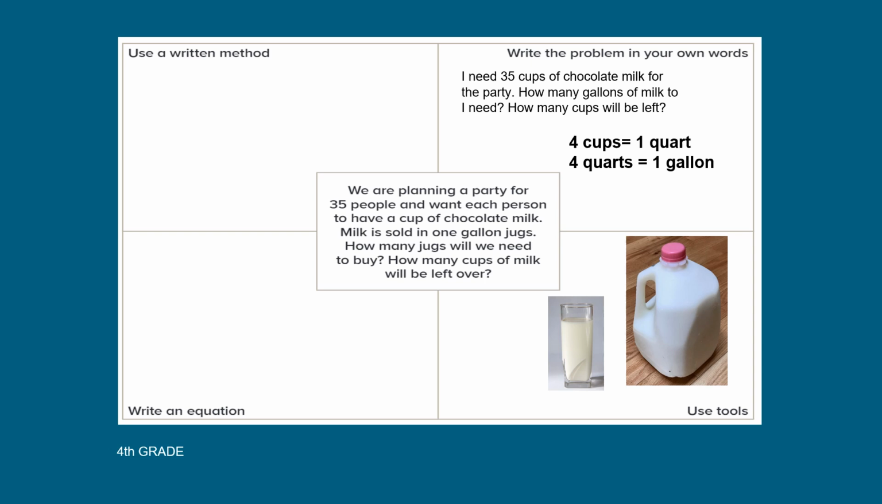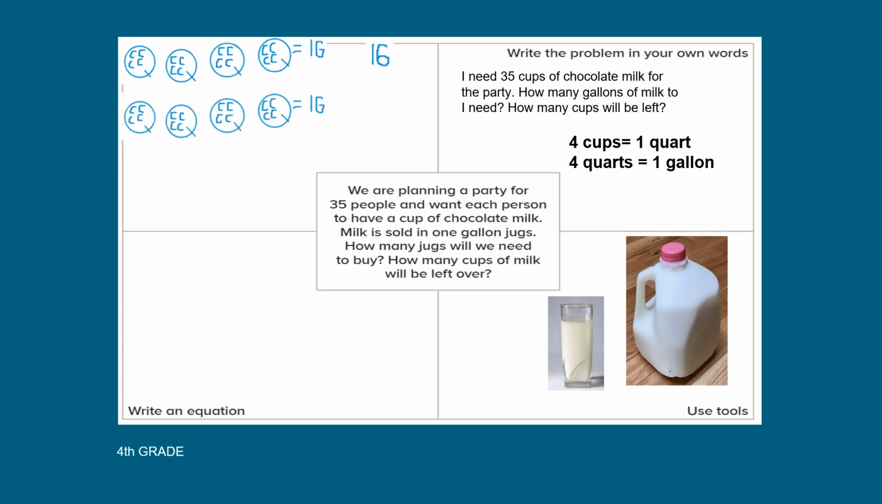You might have used a picture to help you solve the problem. If we know that there are 4 quarts in a gallon and that each of those quarts has 4 cups, we can determine that there are 16 cups in 1 gallon of milk. We know that we have 35 people coming to the party, so we're going to need another gallon of milk, which will also equal 16 cups.